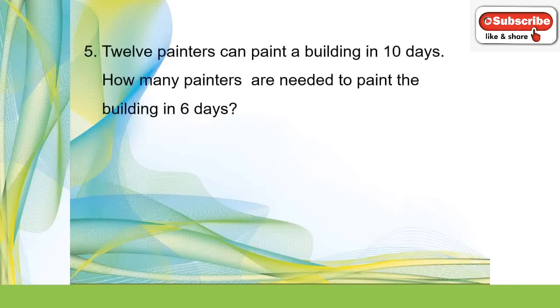Number 5. 12 painters can paint a building in 10 days. How many painters are needed to paint a building in 6 days? A. 20, B. 25, C. 30, D. 35. Write your answer now. Time is up. The correct answer is letter A.